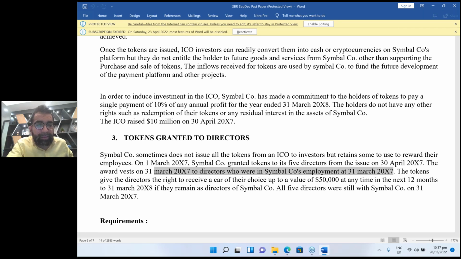The tokens give the directors the right to receive a car of their choice up to a value of $50,000 at any time in the next 12 months to 31st March X8 if they remain a director of Symbol company. All 5 directors were still with Symbol company on 31st March X7. Listen, those who stayed with us till 31st March X7, their rights have vested. That means they are eligible. So the company needs to book a liability for them.